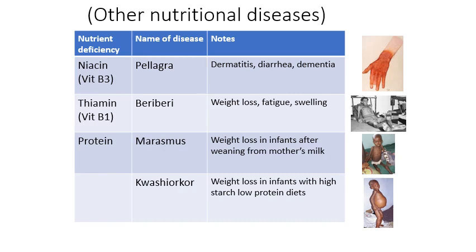And lack of protein, which again is quite common in sub-Saharan Africa due to the lack of diet, causes marasmus, which is a weight loss in infants after weaning from mother's milk, which of course is high in protein, and kwashiorkor, which is a weight loss in infants with high starch, low protein diets, again found quite commonly in sub-Saharan Africa.